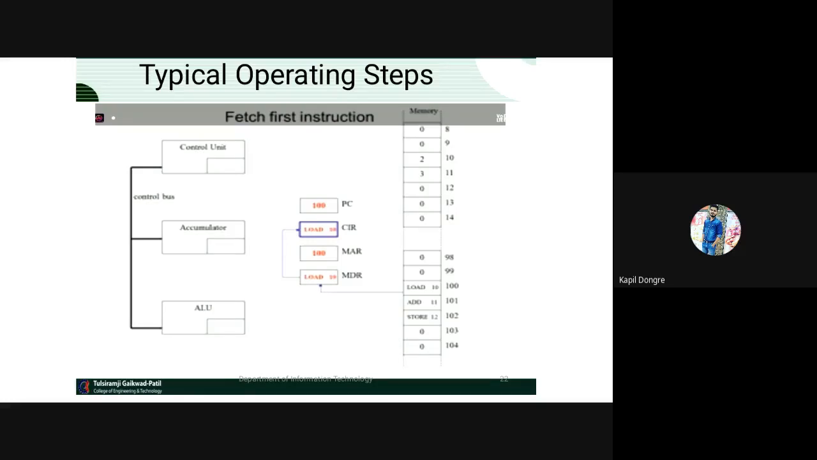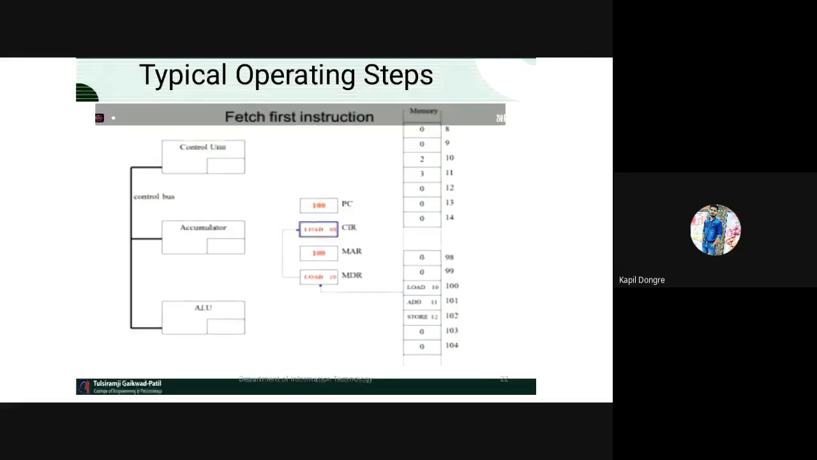First, fetch the instructions. Here we have two parts. First is the ALU part and the second part consists of the memory part. Memory consists of data and instructions, where 2 contains the memory address 10, 3 contains memory address 11, load instruction contains memory address 100, add instruction contains memory address 101, store instruction contains memory address 102. So all the data addresses as well as memory addresses we need to access first.